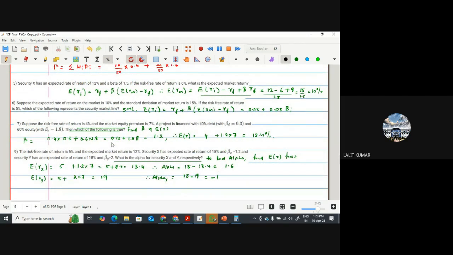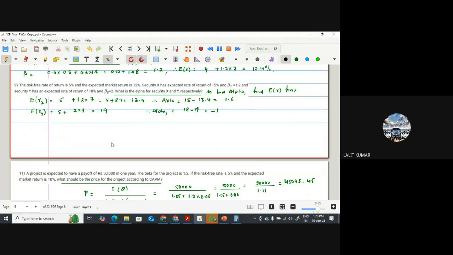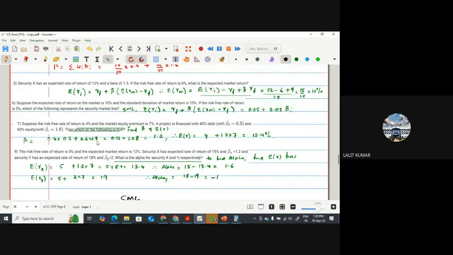Now, there was also one question about the SML, which is your security market line. So the security market line is nothing but the formula which is there, and the slope of this market line is ERM minus ERF.